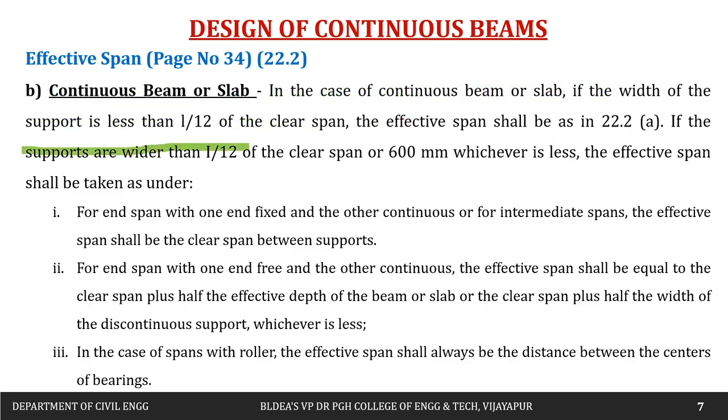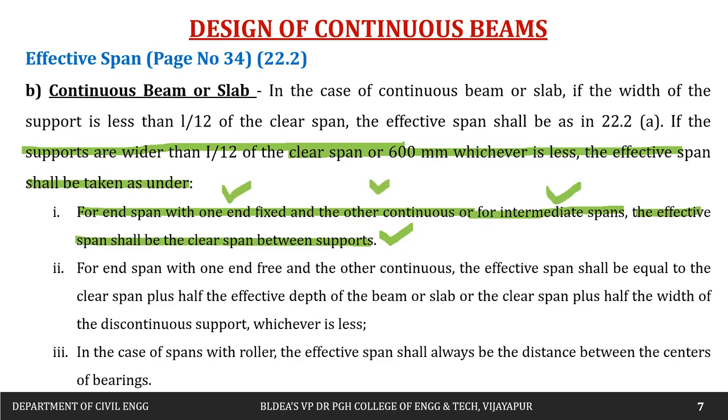If the supports are wider than 1/12 of the clear span or 600 mm, whichever is less, then the effective length or span can be taken as under. For the end span with one end fixed and the other continuous, or for other intermediate spans, the effective span shall be the clear span between the supports. What clear span you have, that will be the effective span.